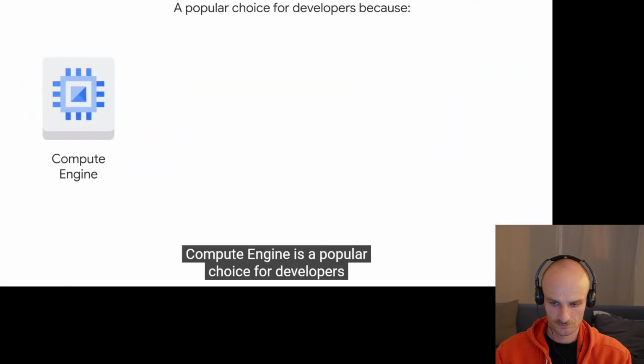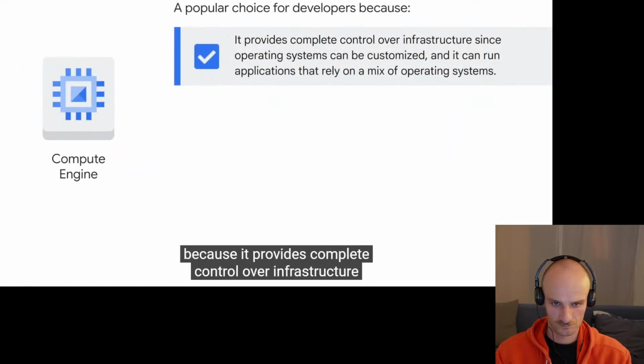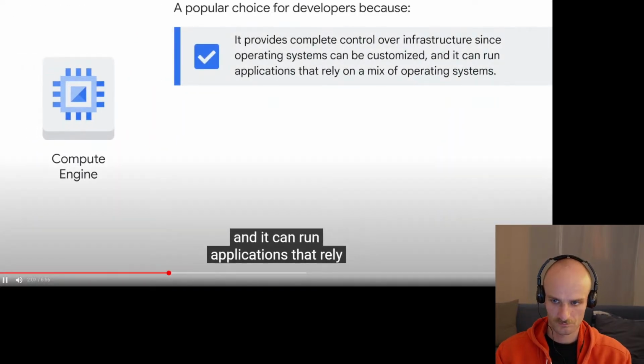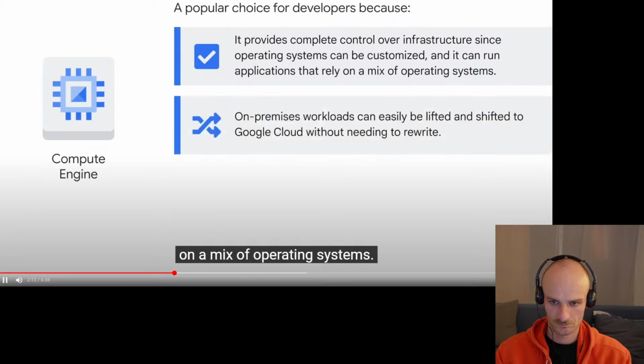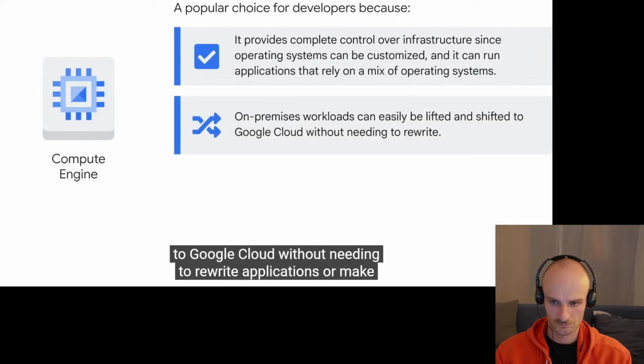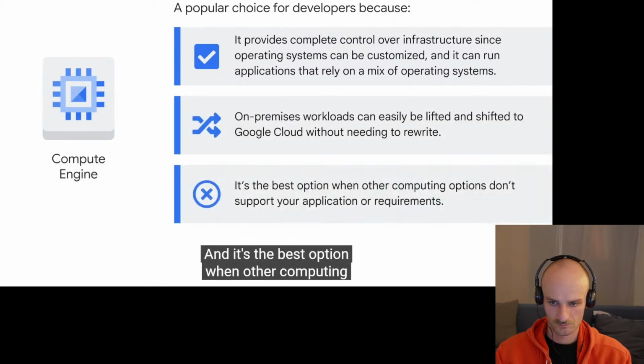Compute Engine is a popular choice for developers because it provides complete control over infrastructure, since operating systems can be customized, and it can run applications that rely on a mix of operating systems. On-premises workloads can easily be lifted and shifted to Google Cloud without needing to rewrite applications or make any changes. And it's the best option when other computing options don't support your application or requirements.